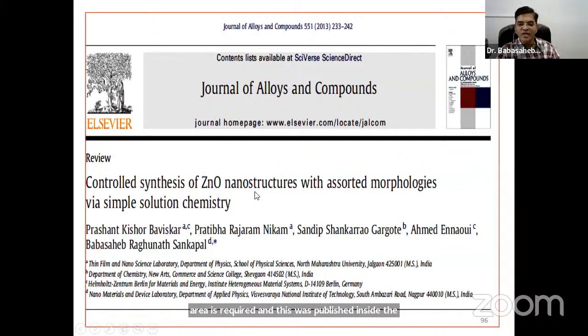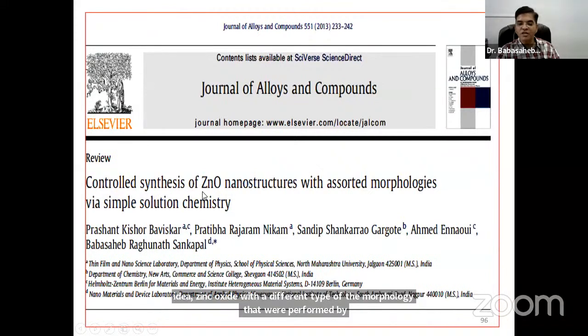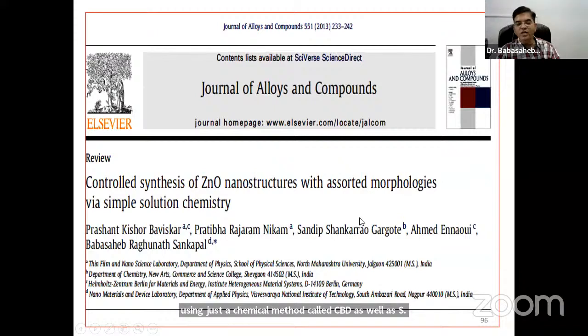And here you can get the idea of zinc oxide with different types of morphology that we have produced using just chemical methods called CBD as well as CLR, at room temperature as well as high temperature, with different precursors like zinc acetate, zinc nitrate, and a combination of CBD and CLR.